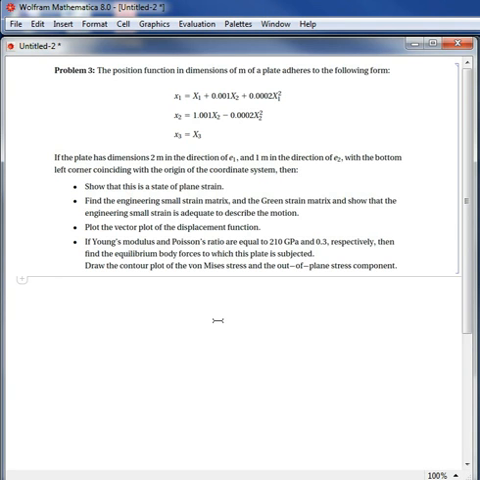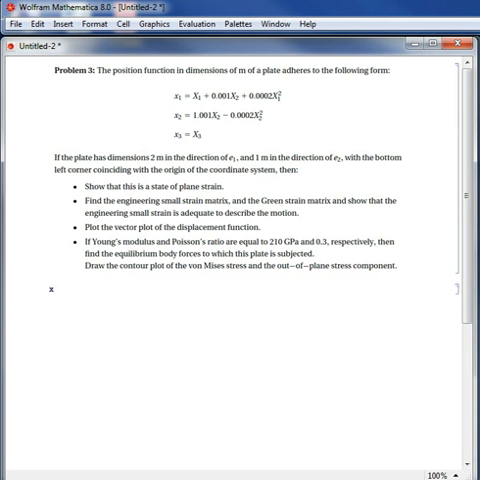x1 is a function of capital X1, the second component x2 is function of the original capital X2, and x3 is function of capital X3. The plate has dimensions of 2 meter and 1 meter in the direction of E2. We should need to show first that this is a state of plane strain. So to show that this is a state of plane strain, first I need to find the strain matrix.